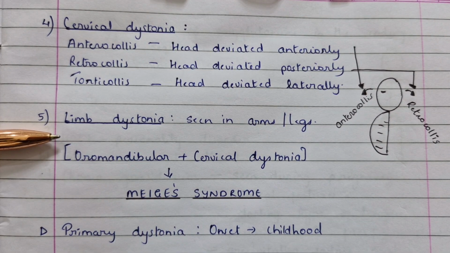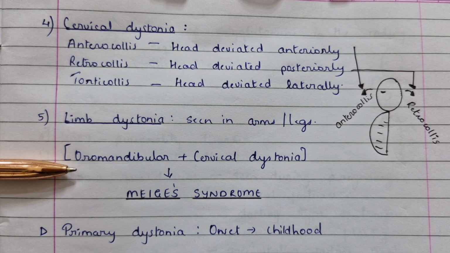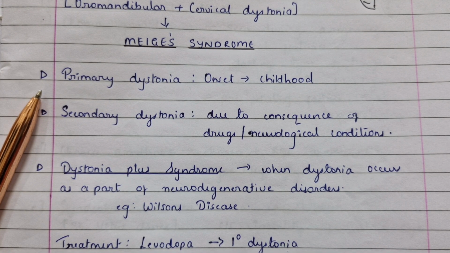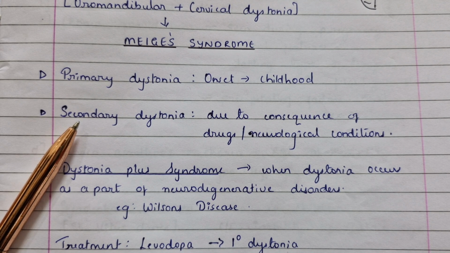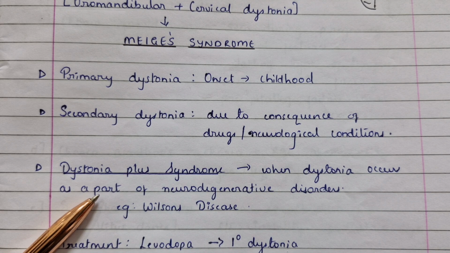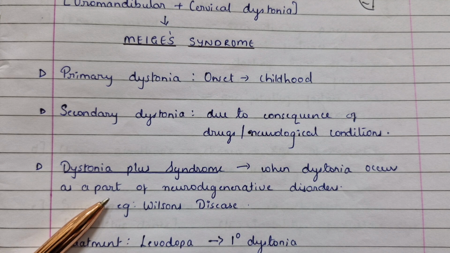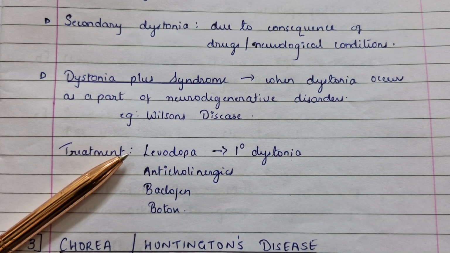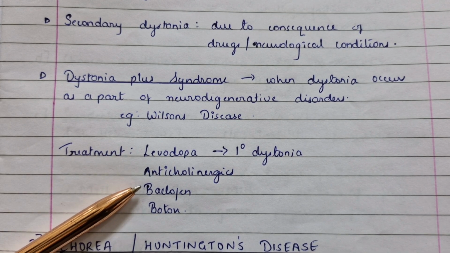Limb dystonia is seen in arms and legs. Oromandibular dystonia and cervical dystonia both combine to form the Meige syndrome. Primary dystonia, the onset is childhood. Secondary dystonia occurs due to consequence of drugs or neurological conditions. Dystonia plus syndrome is when the dystonia occurs as a part of neurodegenerative disorders, for example, Wilson's disease. Treatment includes levodopa for primary dystonia, anticholinergics, baclofen, and Botox.